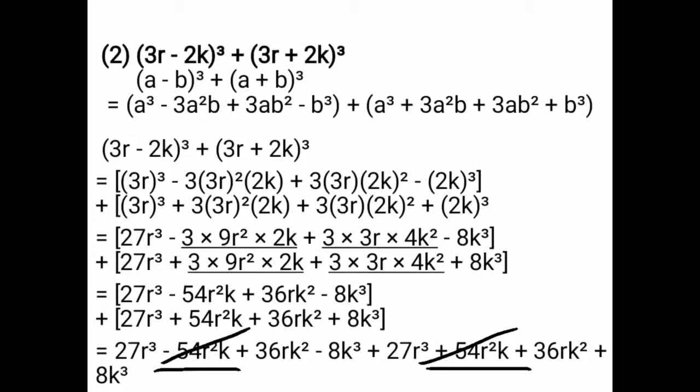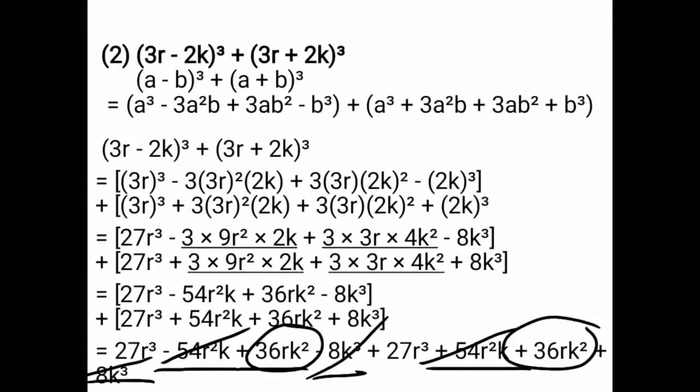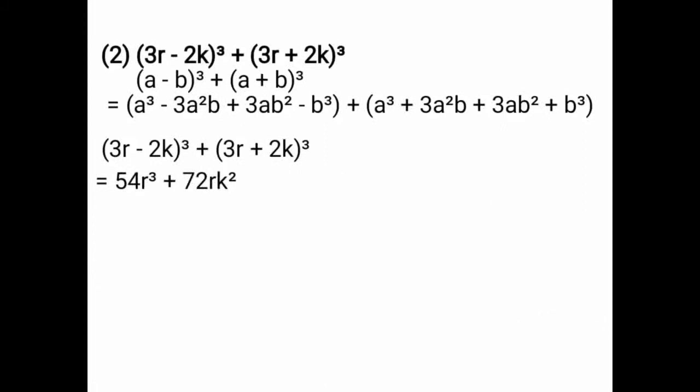Then plus 36 r k square plus 36 r k square. 36 plus 36 how much? 72. You are getting answer 72 r k square. Then finally minus 8k cube plus 8k cube is given. This is minus and this is plus. Minus into plus become minus. So minus 8k cube plus 8k cube get cancelled. So the final answer is 54 r cube plus 72 r k square.